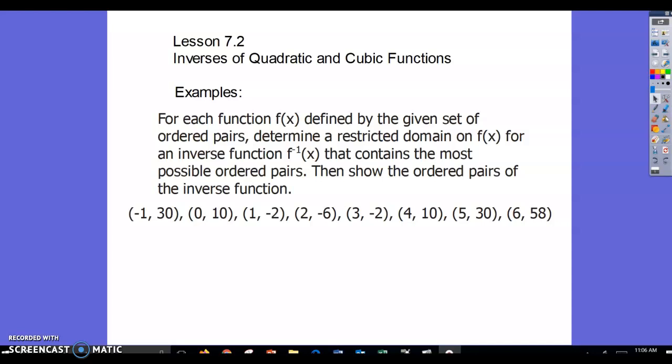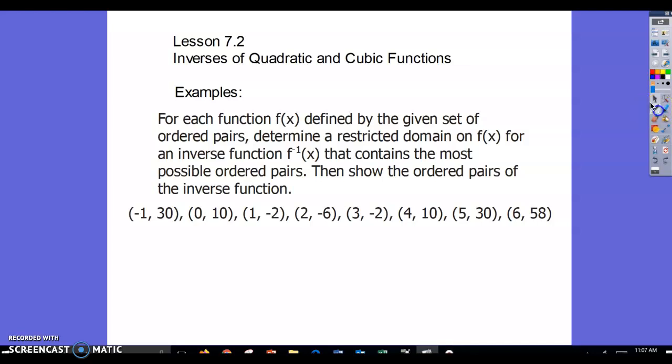Lesson 7.2, and we're going to do a few examples to get you started on your assignment. The first example says: for each function f of x defined by the given set of ordered pairs, determine a restricted domain on f of x for an inverse function, f inverse of x, that contains the most possible ordered pairs. Then show the ordered pairs of the inverse function.